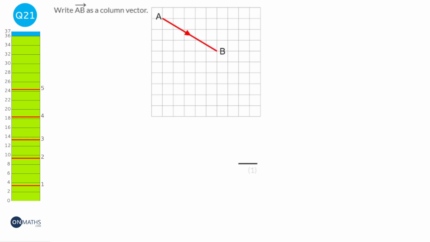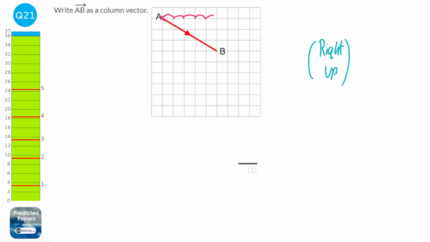We know that column vectors are shown with the amount right we go at the top and the amount up we go at the bottom. So we've got to work out how far right and how far up we go. So we're going to count the jumps from the start, which is at A. So 1, 2, 3, 4, 5 jumps right. So the top of our column vector is going to be 5. And 1, 2, 3 down. Now, because it's down, it's going to be minus, and we've got 3 down. So it's 5 at the top and -3 at the bottom.